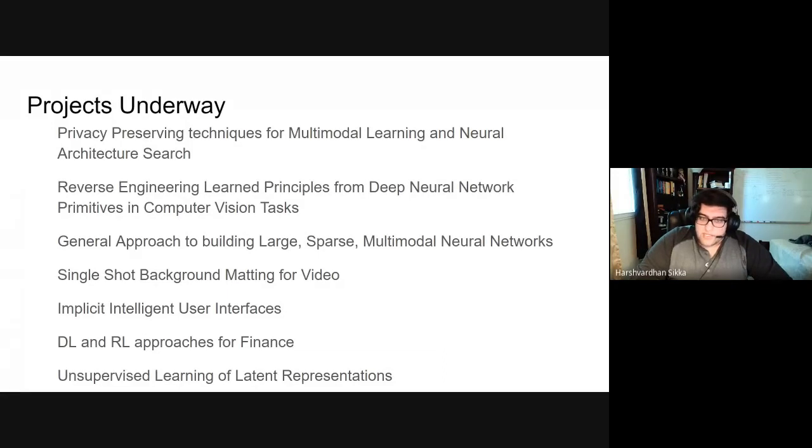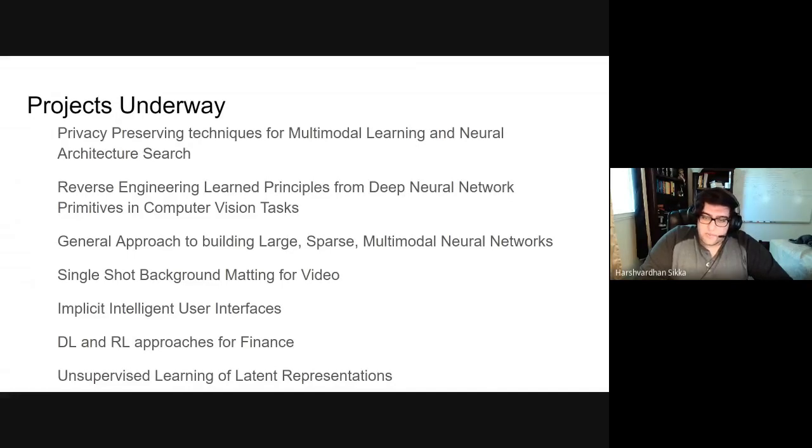We're also working on some other stuff. So we're working on reverse engineering learning principles from computer vision networks. This parallels the work being done by the Circuits group at OpenAI, but we're looking specifically at different computational primitives, and then we also hope to expand beyond computer vision to other tasks, and eventually maybe multimodal tasks also.